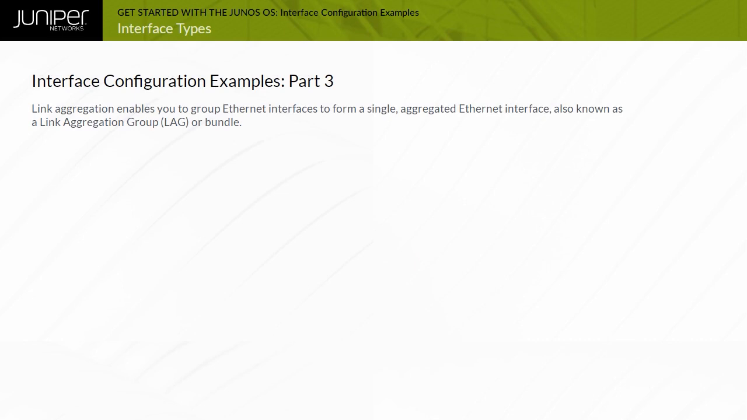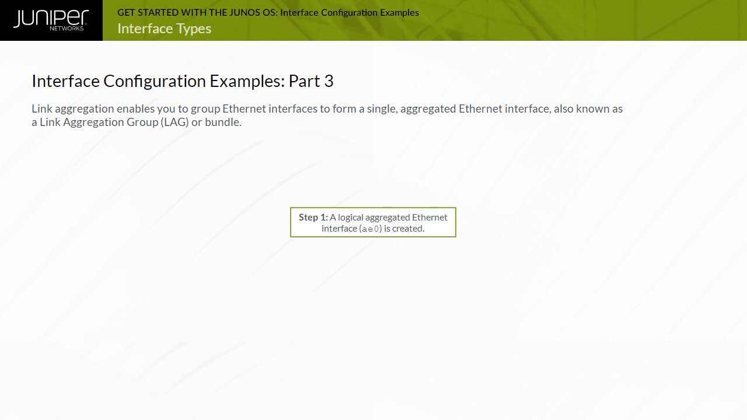Link aggregation enables you to group Ethernet interfaces to form a single aggregated Ethernet interface, also known as a link aggregation group, or LAG, or bundle. You will now learn the steps used to configure a Layer 2 LAG. The first step creates a logical aggregated Ethernet interface. In this example, a single aggregated interface, called AE0, is created.